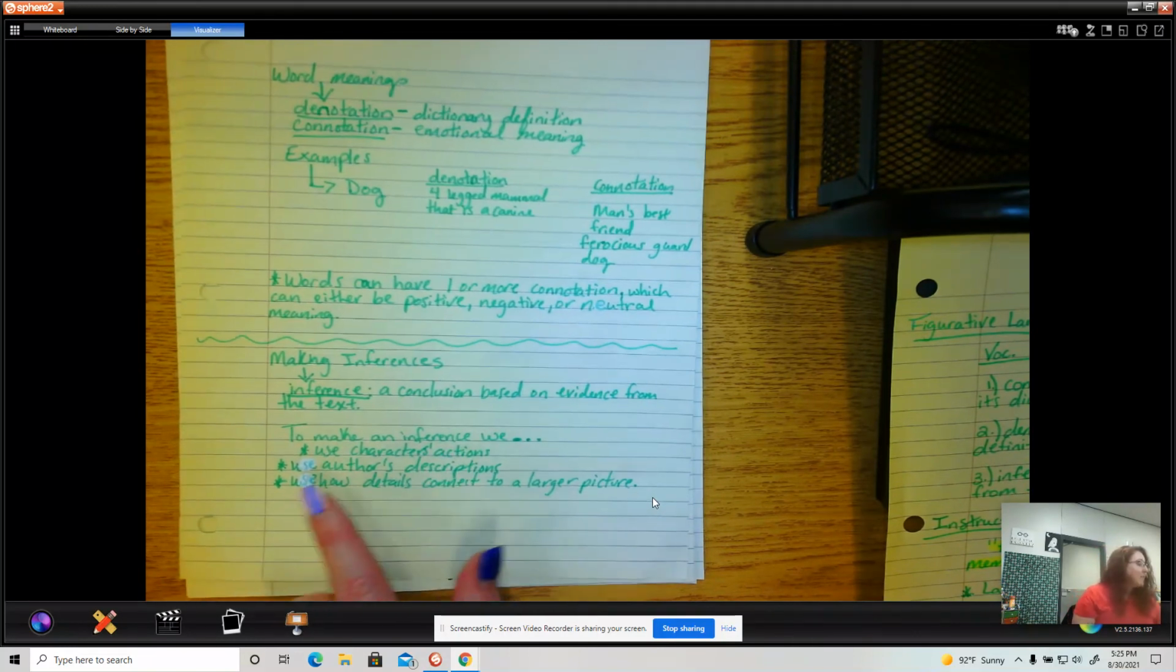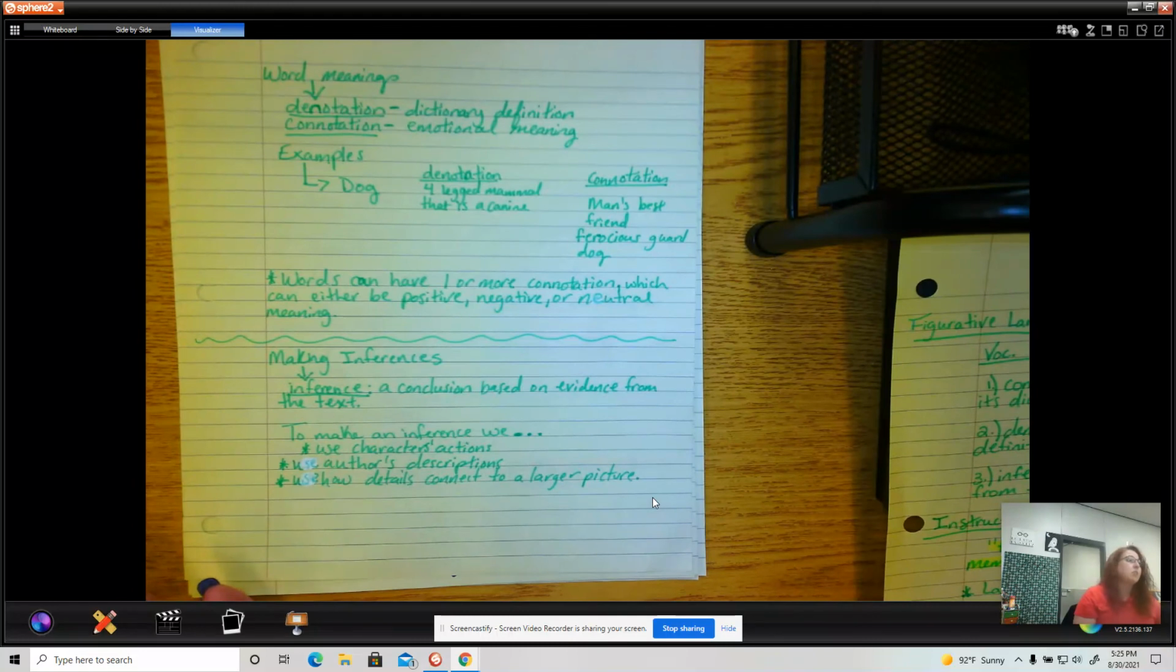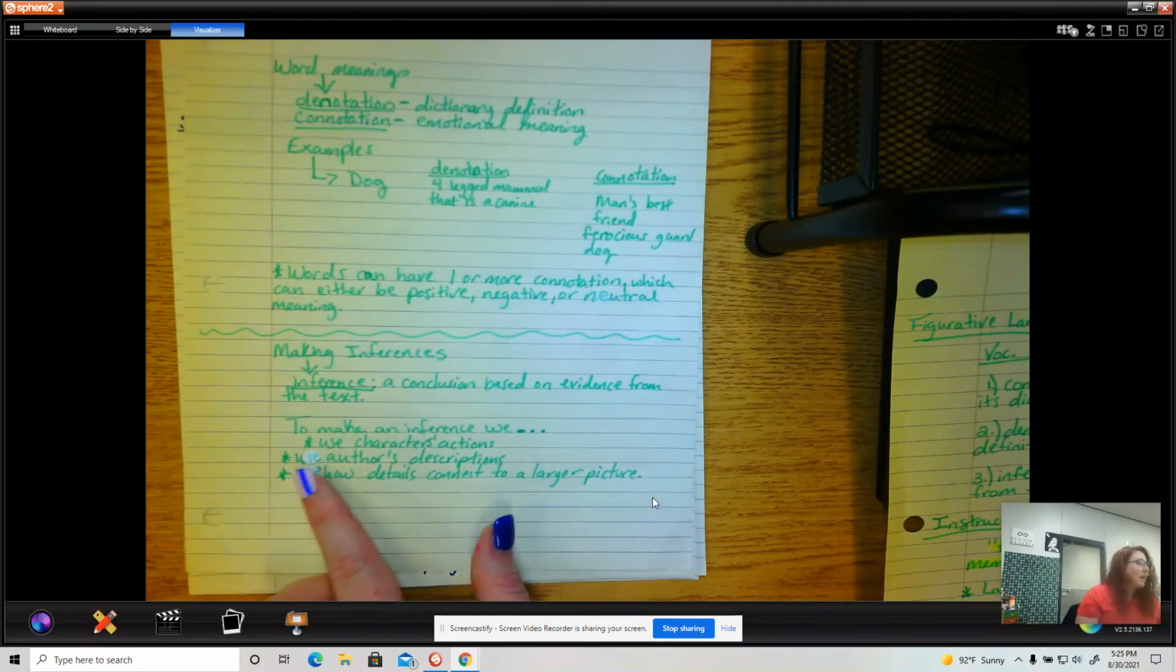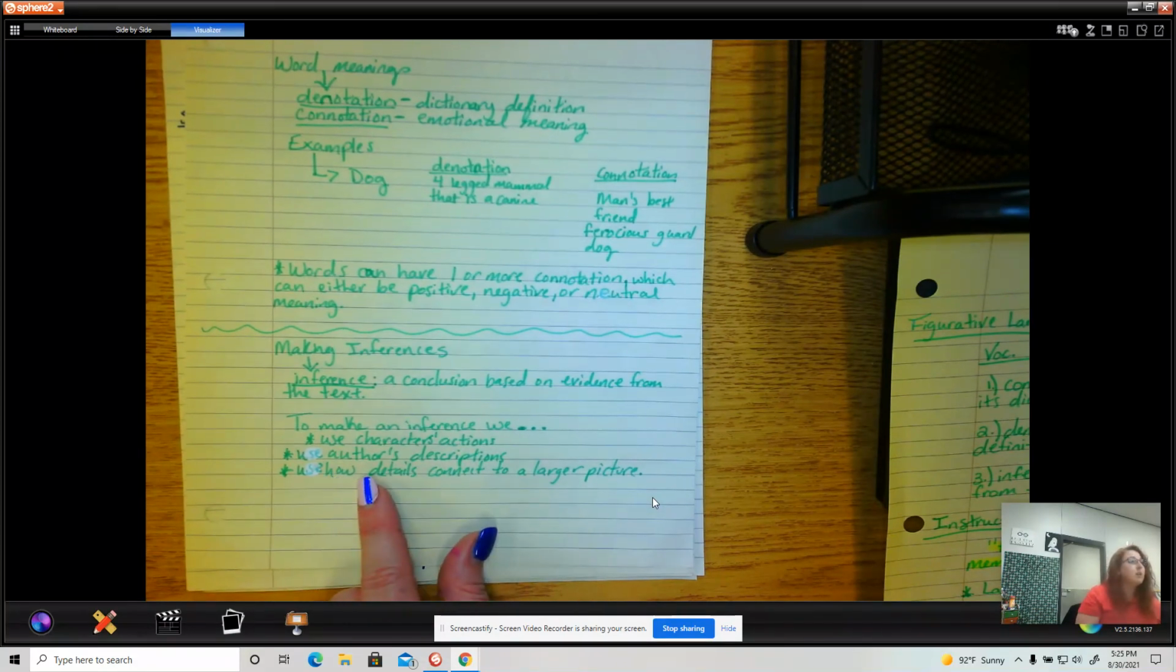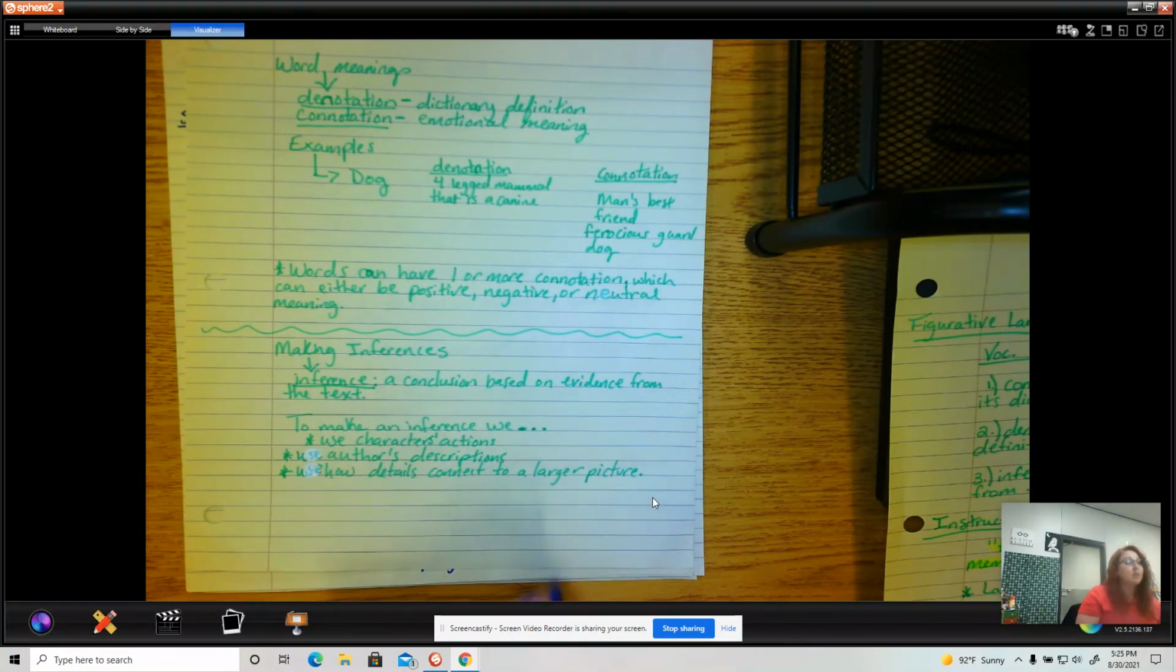To make an inference, we use our character's actions. Our character's actions can help us make an inference. We use our author's description, so those words and that figurative language help us make an inference. Then we can use how details connect to a larger picture. We can use those details to help make everything relevant, to make those connections.